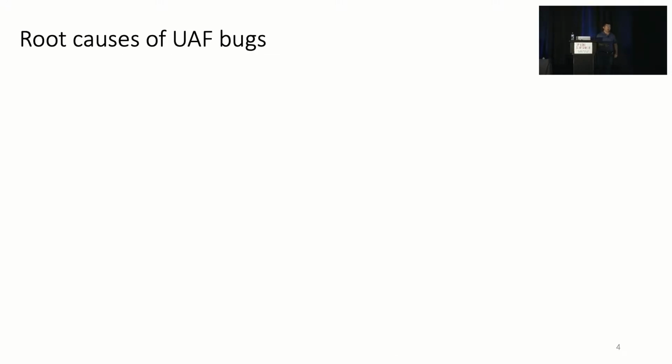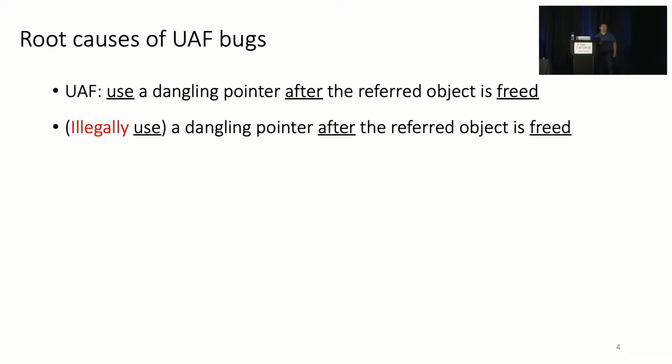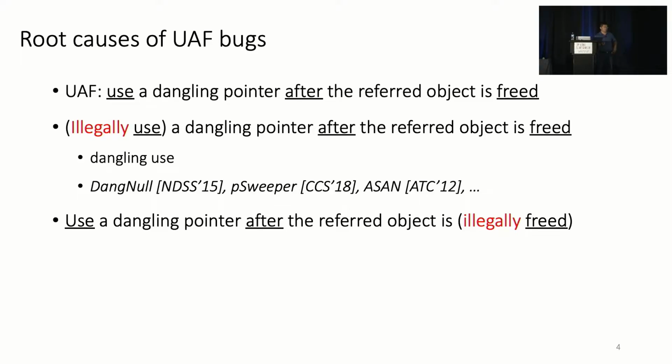What's the root cause? Based on the informal definition, use of free means using a dangling pointer after the referred object has been freed. So intuitively, you believe the problem is the free, right? The object is being freed, but still used. How dare you? So the dangling use has been widely adopted to detect use of free bugs in a lot of previous work. But actually, we wonder, is it possible the free is wrong? Which means maybe the object is freed too early. That's why all the use after that is illegal.